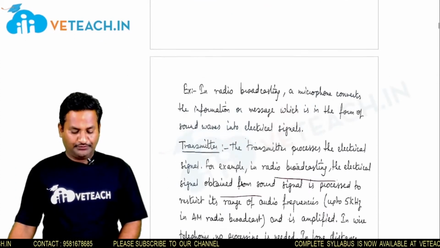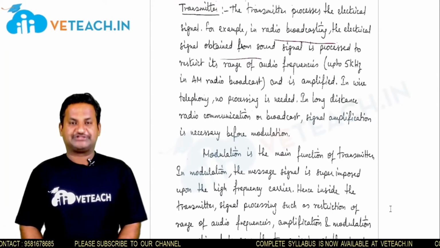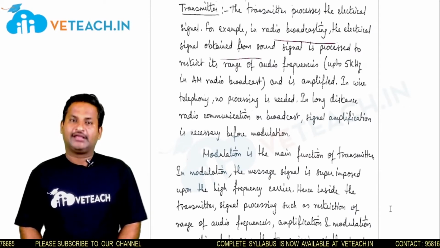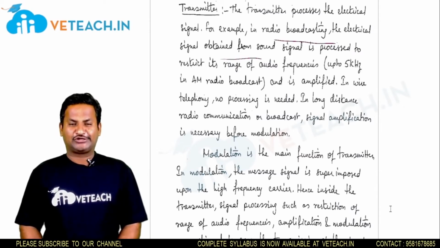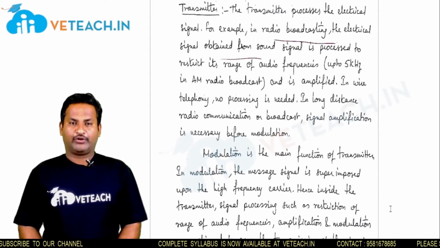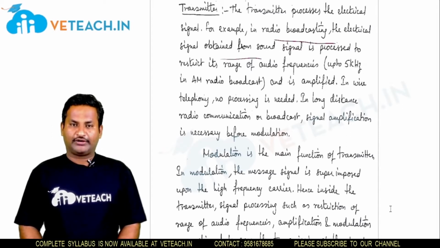Coming to transmitter. The transmitter itself consists of the concept of modulation. The process which is done in the transmitter is simply said to be the modulation. If we are using analog communication system or analog transmitter, there are different types of analog modulations. If we are using digital transmission, there are different types of digital modulation methods.